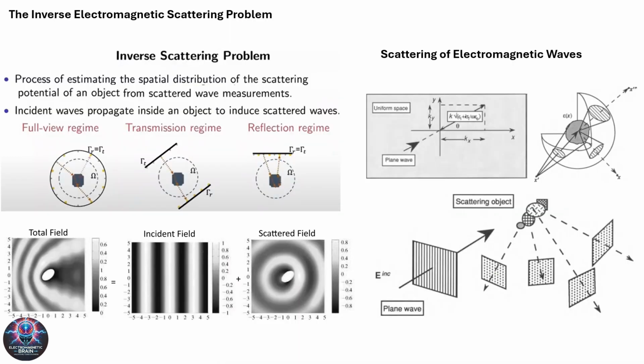The inverse scattering problem involves estimating the spatial distribution of potential scatterers within an object based on the measured scattered electromagnetic fields. Essentially, an incident electromagnetic field penetrates the object, inducing scattered waves. These scattered waves can be measured in three forms: full wave, transmission, and reflection. This slide shows the illustrations of these three forms, but the measurable quantity is the total field, which is a combination of both the scattered and incident fields. A sample of this total field is shown on the slide.